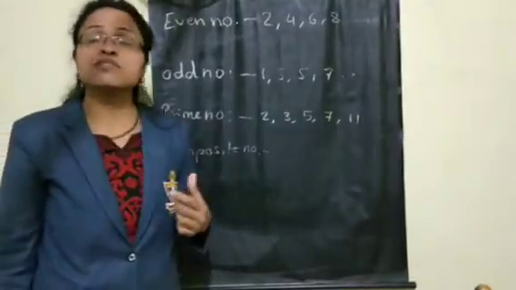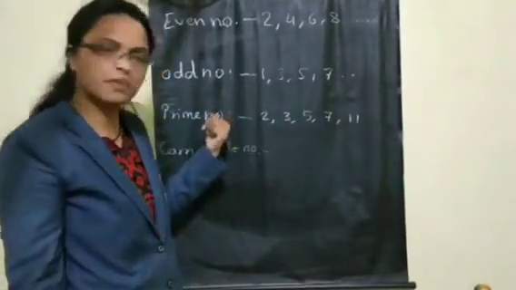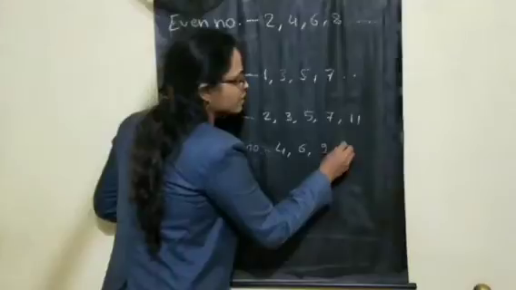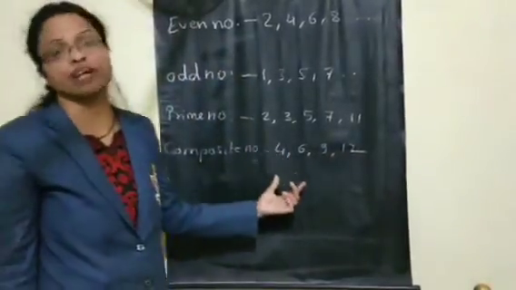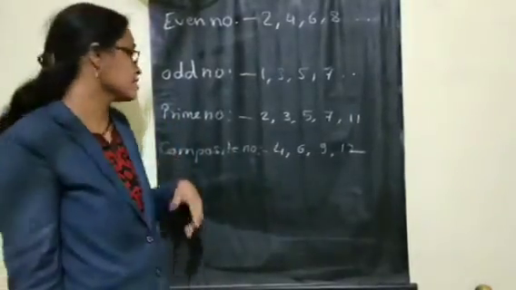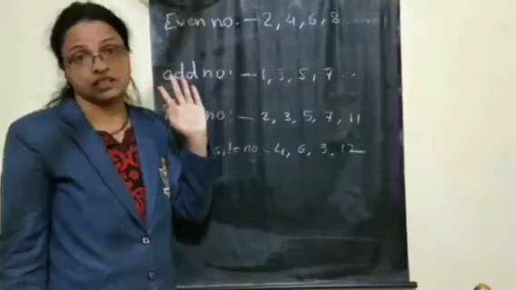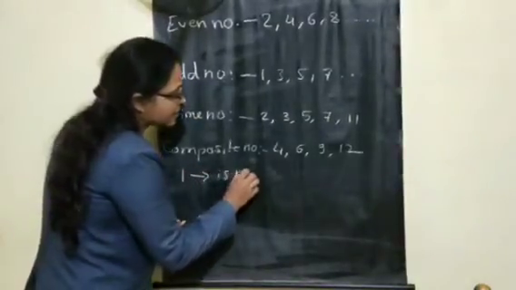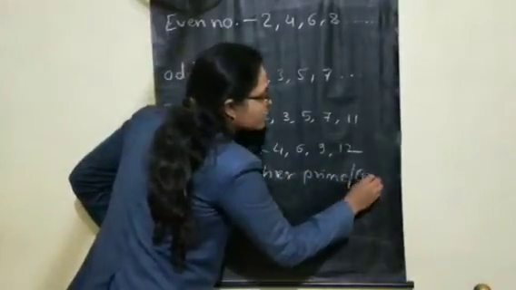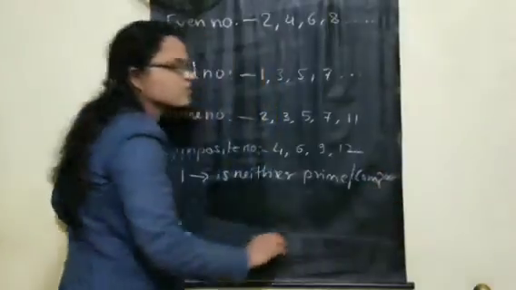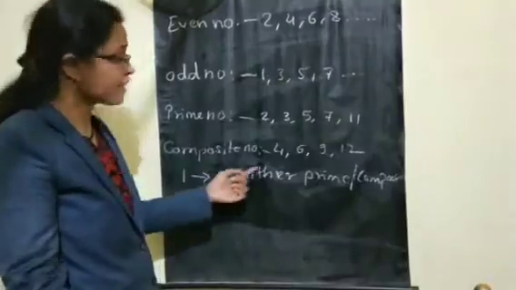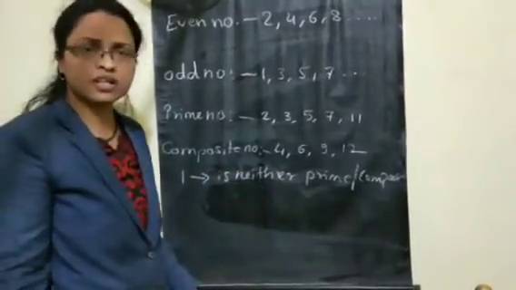Composite numbers mean numbers which have more than 2 factors, the opposite of prime numbers. So 4, 6, 9, 12 have more than 2 factors. Such numbers are called composite numbers. And keep in mind, 1 is neither prime nor composite. It is not a prime number and it is not a composite number, because 1 does not have 2 factors, nor does it have 3 factors. So it is neither prime nor composite.